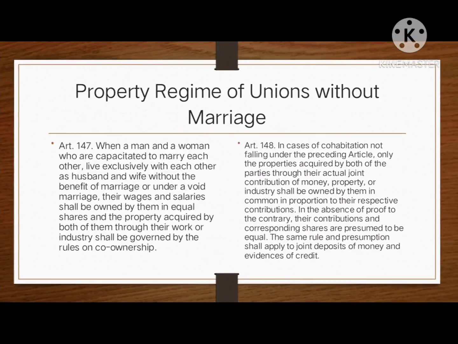Next, we have the property regime of unions without marriage. So when a man and woman who are capacitated to marry each other live exclusively with each other as husband and wife without the benefit of marriage or under a void marriage, their wages and salaries shall be owned by them in equal shares, and the property acquired by both of them through their work or industry shall be governed by the rules on co-ownership.